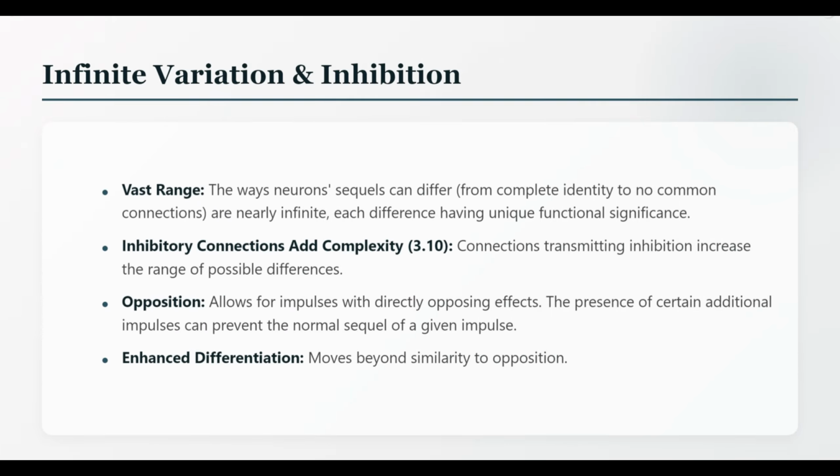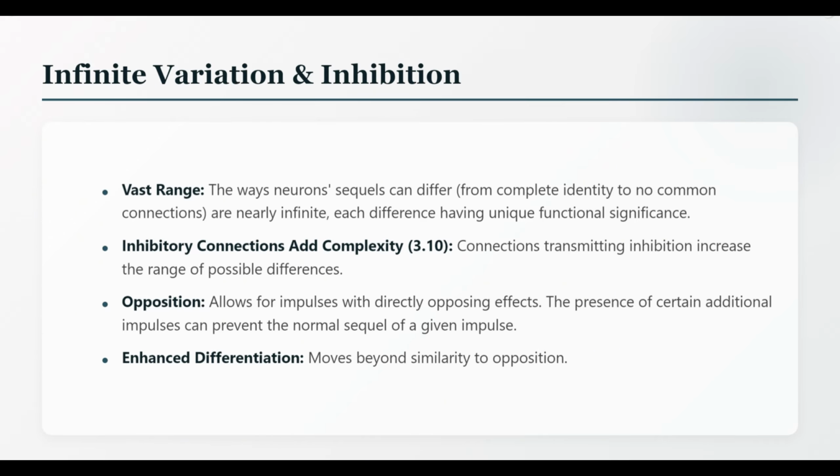The sheer variety of possible sequel differences is staggering. From near identical to completely unrelated, each variation potentially means something functionally unique. And remember, inhibition, that adds another dimension. Inhibitory connections allow for opposition. Imagine impulse A normally leads to sequel B, C, D. But if impulse X also fires, it might inhibit the pathway to C, preventing it from firing. So the presence of X changes the sequel of A. This allows for not just similarity gradients, but also for direct opposition, for canceling out expected effects.